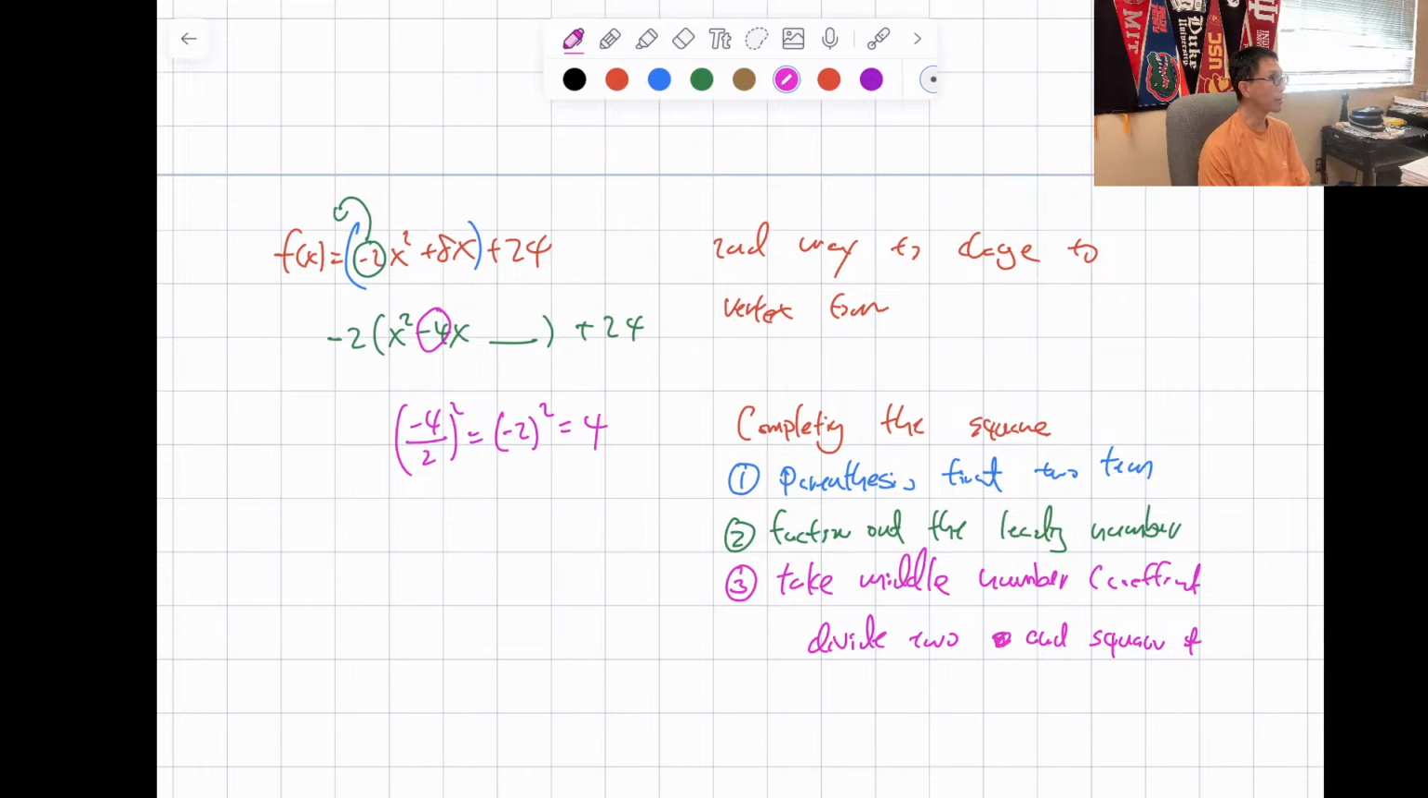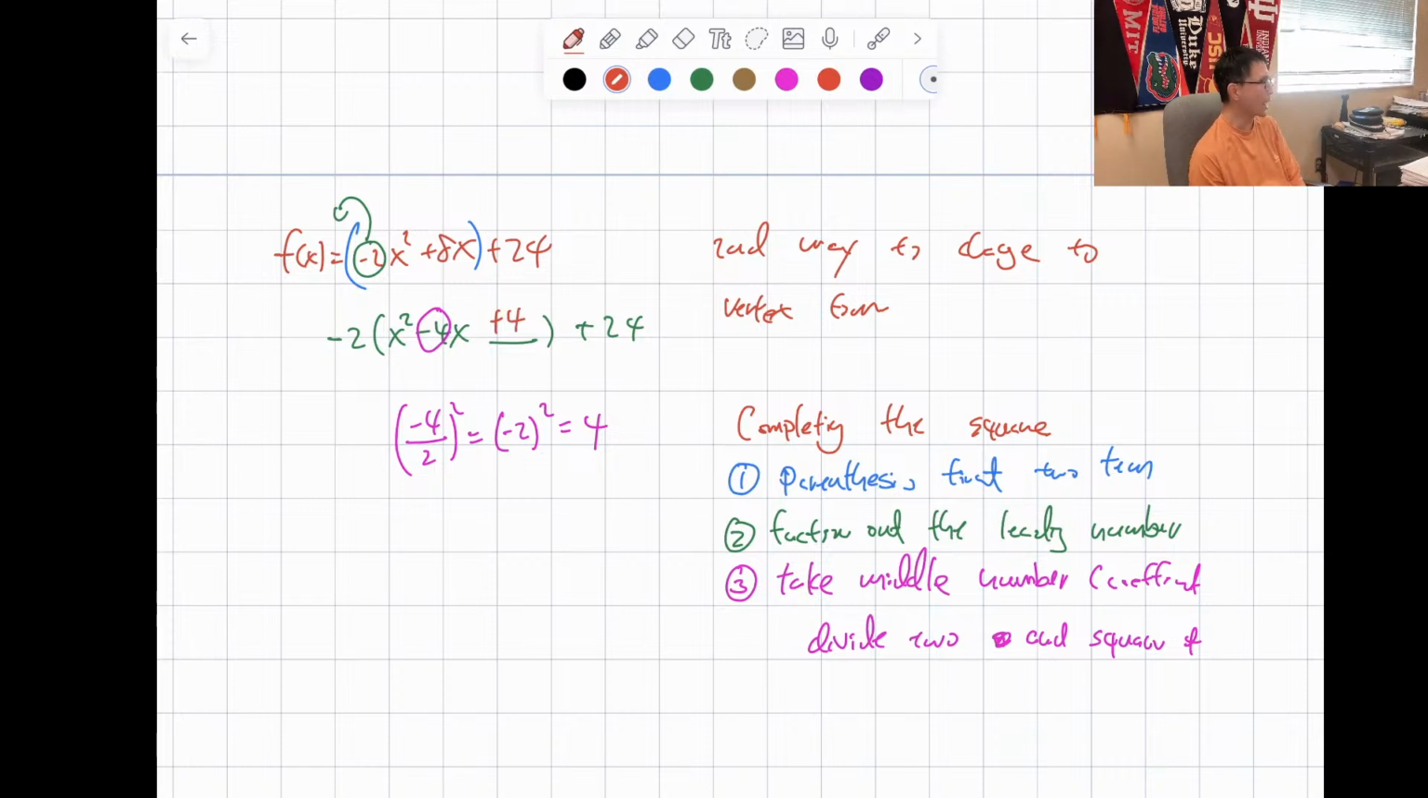Am I going too fast? Emily, am I going too fast? It's okay? You had a question earlier? Emily, you got it? You understand? Middle term divided by 2 squared. What's the middle term? The -4. I take not the -4x, but the -4, the coefficient, the number. Divided by 2 squared. I'm going to add this 4 right here.